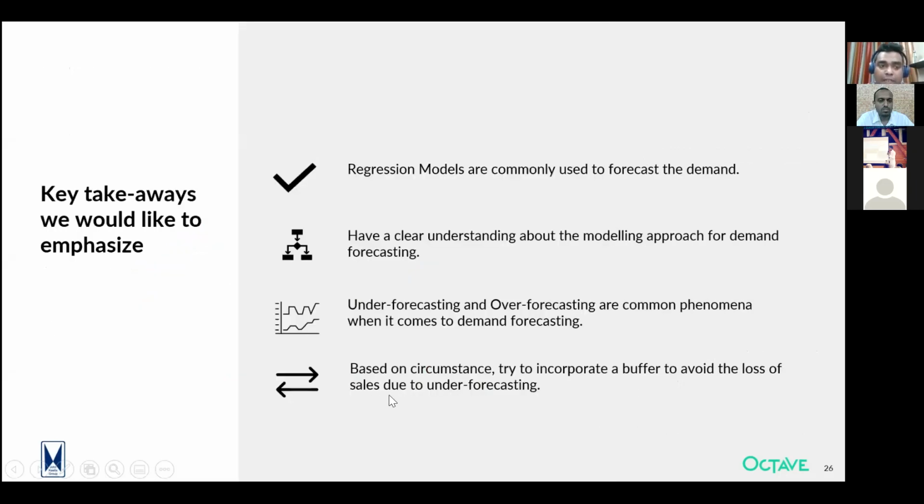So the key takeaways, guys. We discussed the regression model. Also, we correlated how that is used in the sales forecasting problem. We also discussed the stages we have to follow when modeling sales forecasting. We did a deep dive on the under forecasting and over forecasting errors, and we discussed how we can reduce the under forecasting error by applying a buffer.